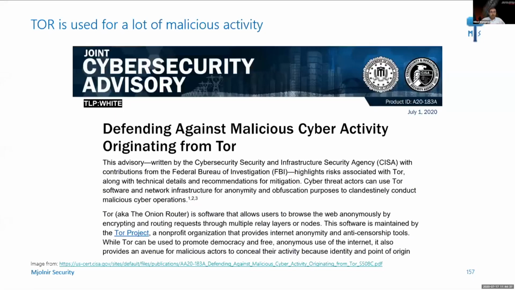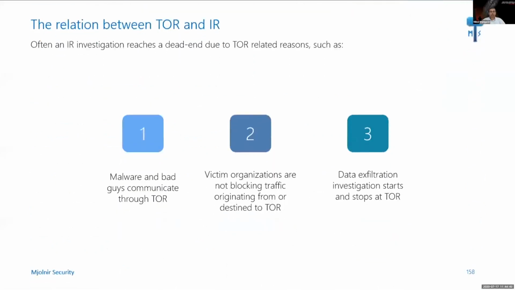So how does this fit into IR? Typically, if you're working on an incident response, or if you have worked in incident response, while going through all the log analysis and so on, if you see any traffic connecting to a TOR IP or coming from a TOR IP, typically the investigation will end there, because now you're not sure what to do next, because TOR is anonymous and so on.